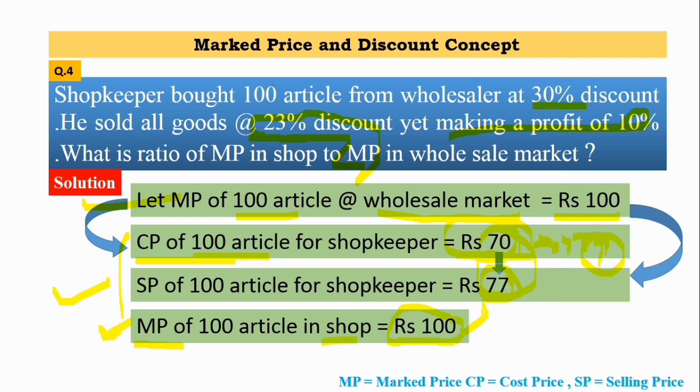So in the question it is asked what is the ratio of the MP in the shop to the MP in the wholesale market. So simply we write it as 100 upon 100. So the ratio between these two is 1. So this is the required answer.